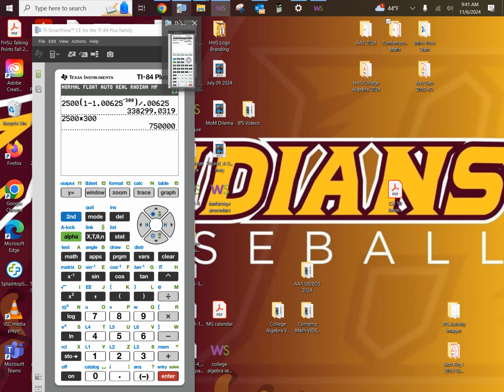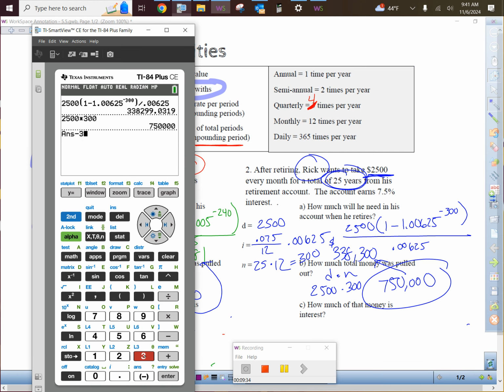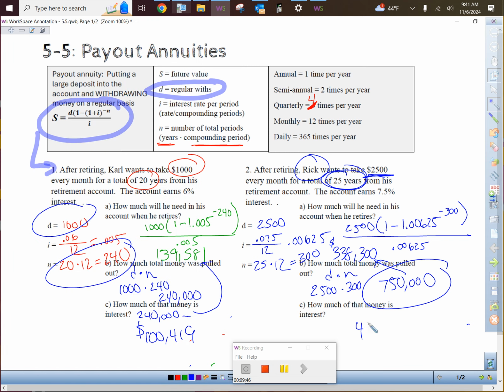750, minus $338,300 bills, y'all. He made $411,700 just by doing that. So he saved basically $300,000 his whole life to pull out $750,000 when it was all said and done. This is called a payout annuity.